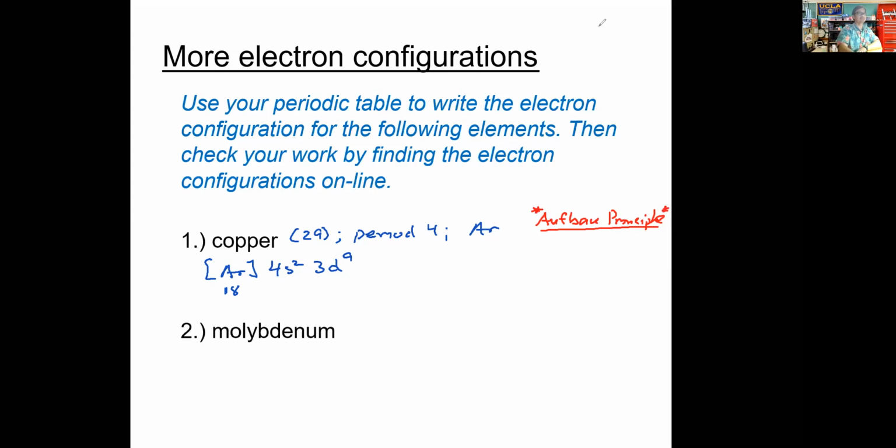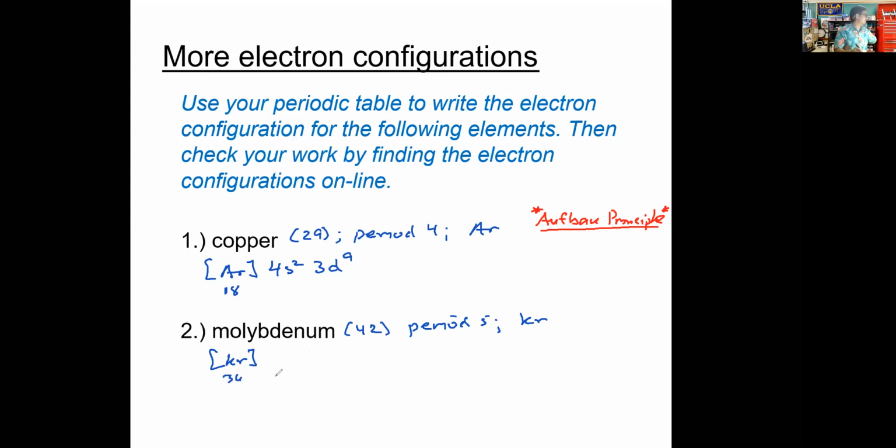Let's do the same thing with molybdenum. Molybdenum is element number 42. It occupies the 42nd square. It is in period 5. And the noble gas that precedes it is going to be krypton. So let's put krypton in brackets. Krypton is element number 36.